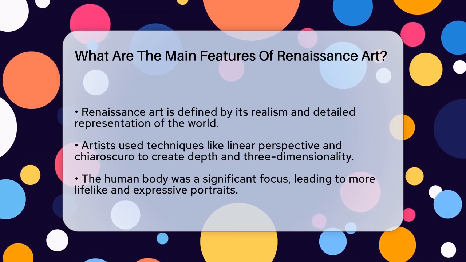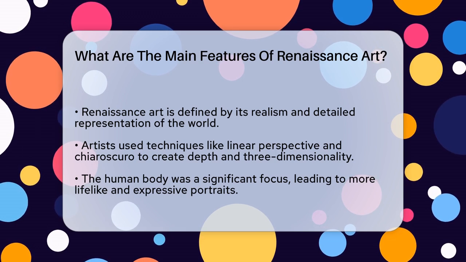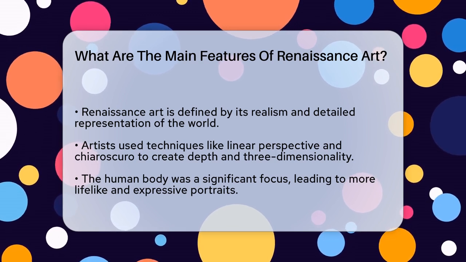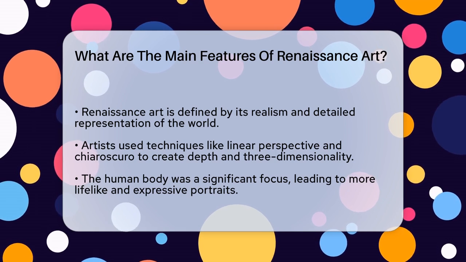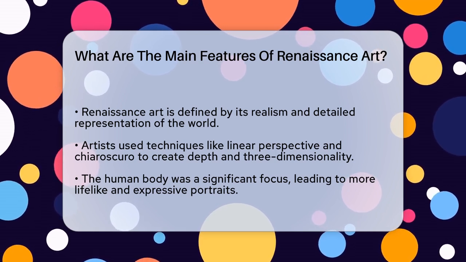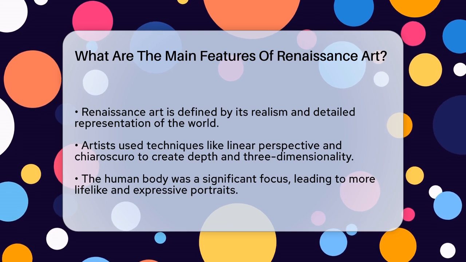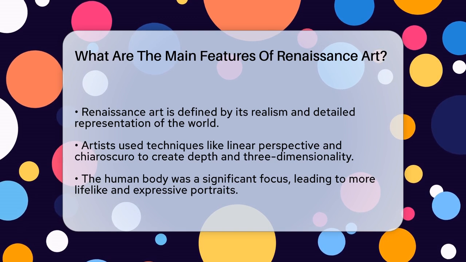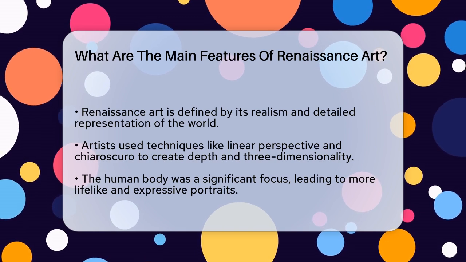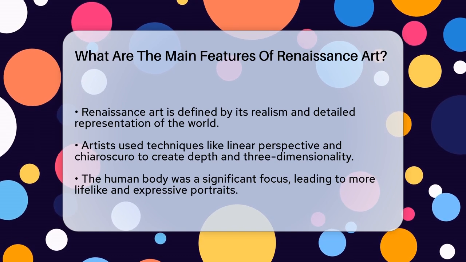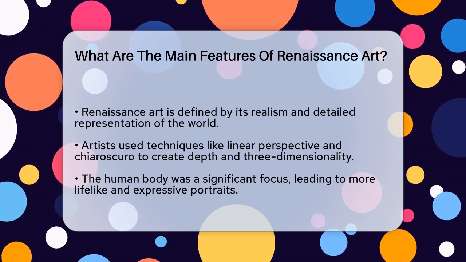First off, Renaissance art is known for its realism and attention to detail. Artists of this time aimed to depict the world as it truly appeared. They used techniques like linear perspective and chiaroscuro, which is the use of light and shadow, to create a convincing sense of depth and three-dimensionality. This is evident in works like Leonardo da Vinci's Mona Lisa, where the subtle use of light and shadow gives the painting its famous enigmatic smile.